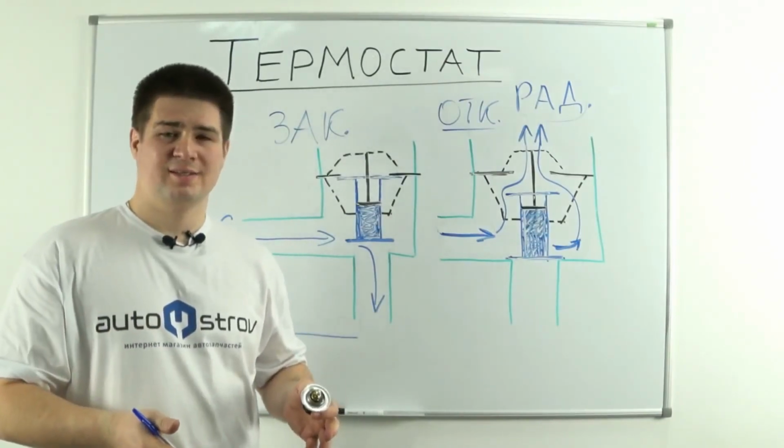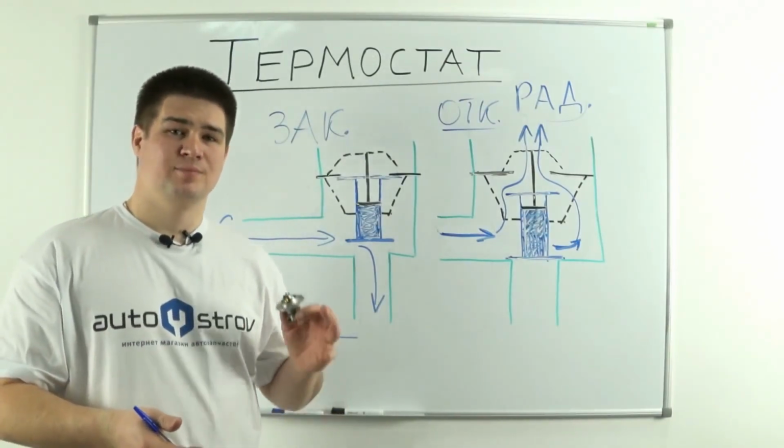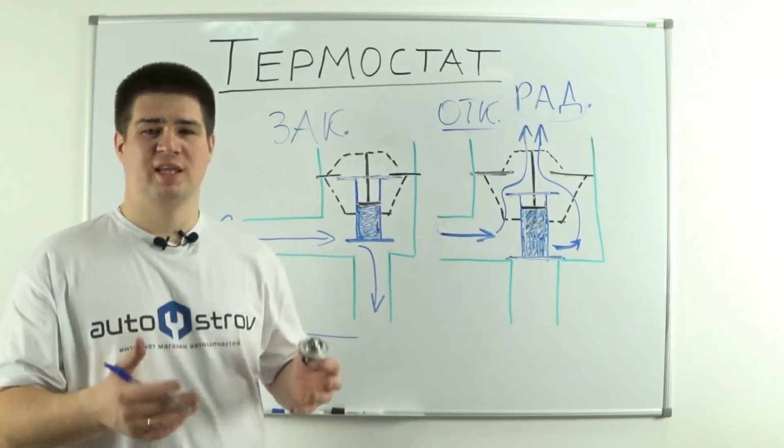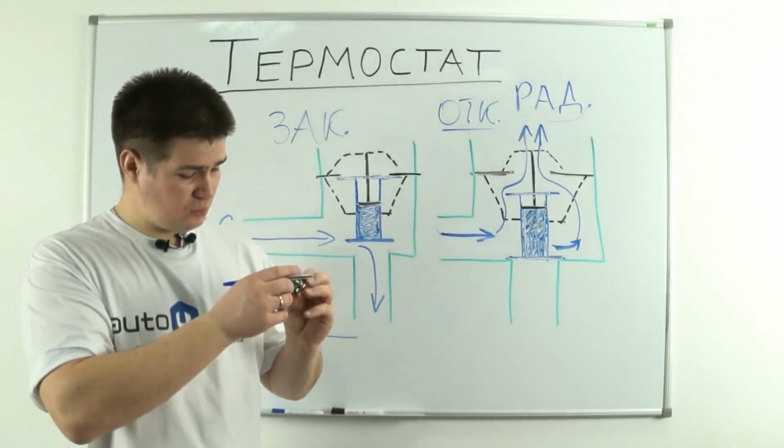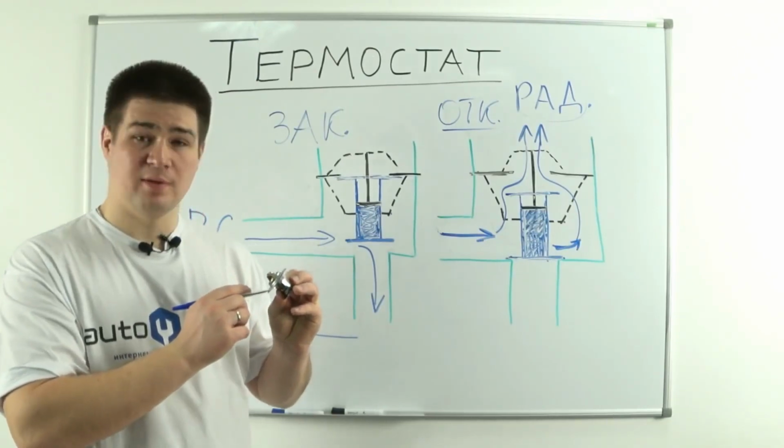Depending on the manufacturer, thermostats can open at different temperatures, but the average is around 90 degrees Celsius. This thermostat shows a temperature of 87 degrees, for example.